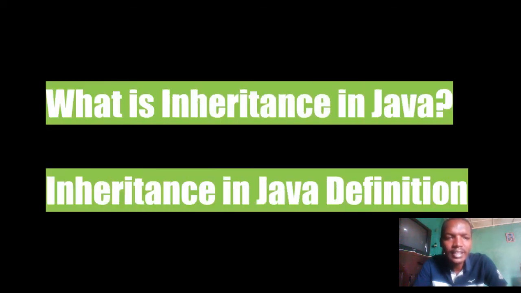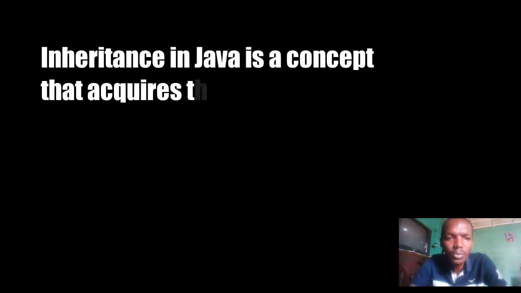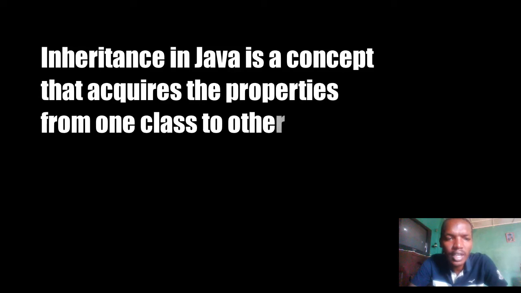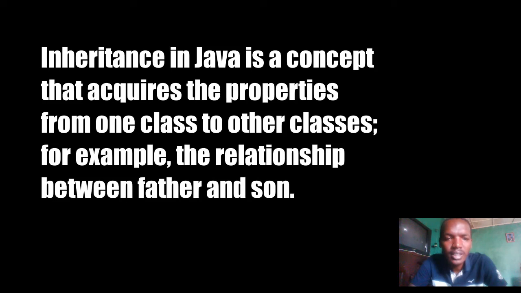What is inheritance in Java? Inheritance in Java is a concept that acquires the properties from one class to other classes. For example, the relation between the father and son. The son acquires some behaviors and properties from the father. So the inheritance relationship between the son and the parent is a good example of inheritance.